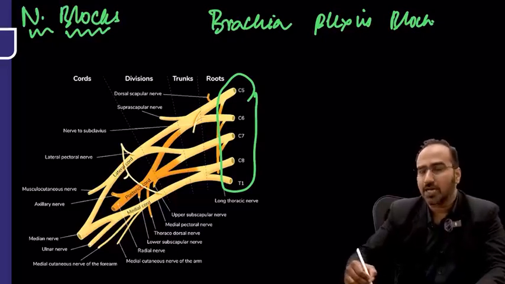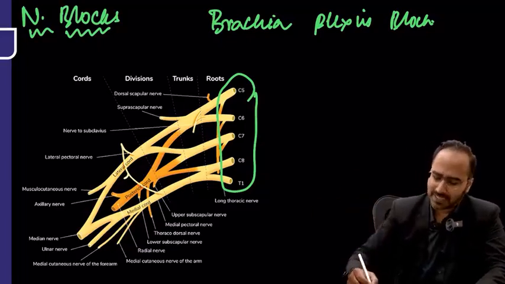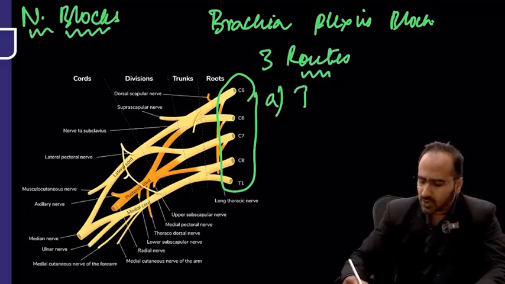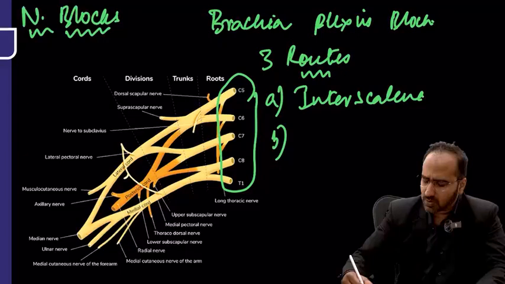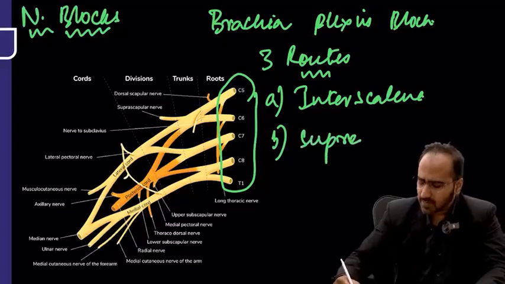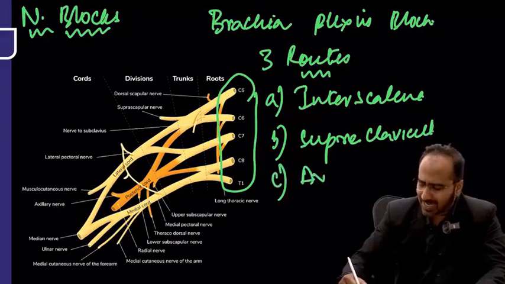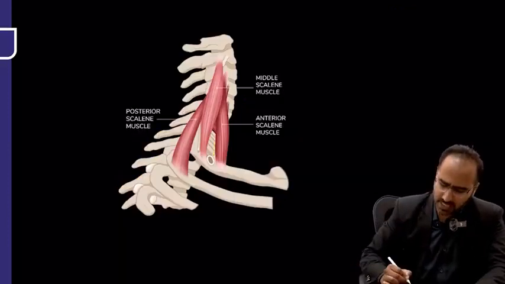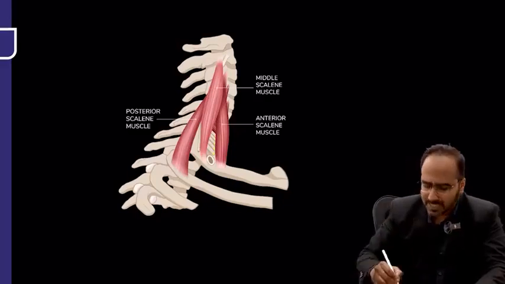In order to reach the needle into the brachial plexus, there are three routes. The first route is called the interscalene route. The second route is called the supraclavicular route. And the third route is called the axillary route. These are the common routes, guys. Now just look over here. Interscalene means you are introducing the needle between the anterior and middle scalene.